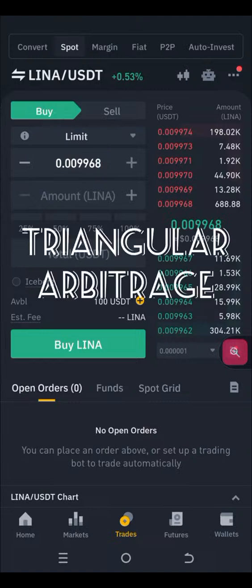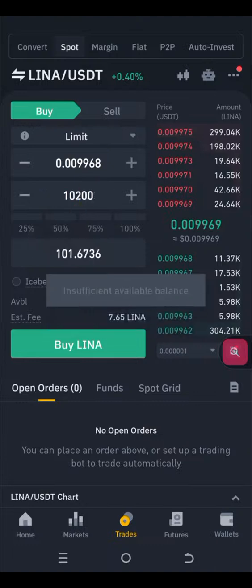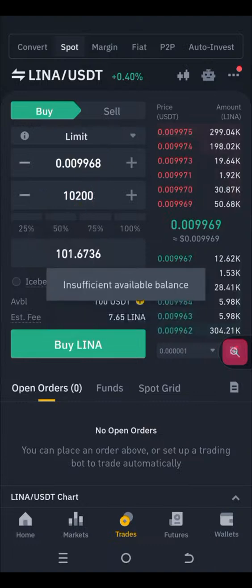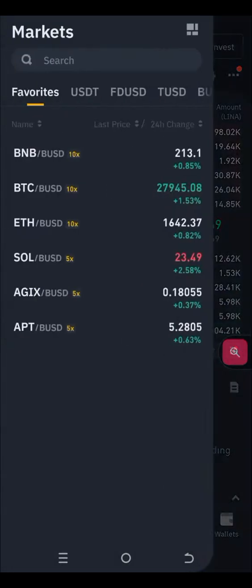By the way, this is triangular arbitrage. So let's go ahead and see this. I'm just going to put this in here and see. Oh, $1.67. Not bad at all. 1.67%. Let's go.